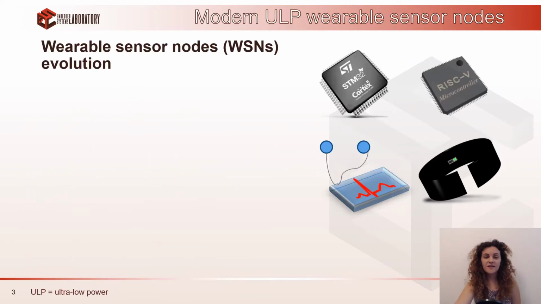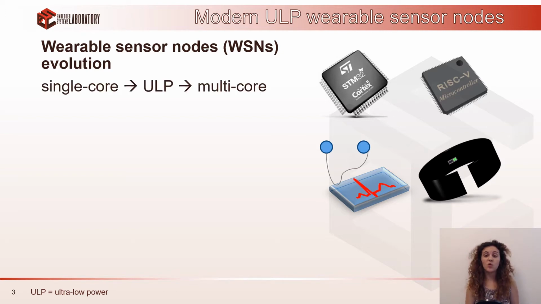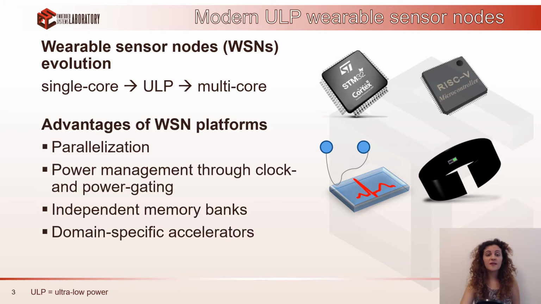In the last decades, wearable sensor nodes evolved from single-core, simple platforms to ultra-low power devices and multi-core platforms to ensure more accurate and complex diagnostics with minimal energy consumption. In fact, WSN platforms offer many advantages, one of which is parallelization through multiprocessing that can highly reduce energy consumption, and power management through clock and power gating to ensure reduction of consumption during inactive time.